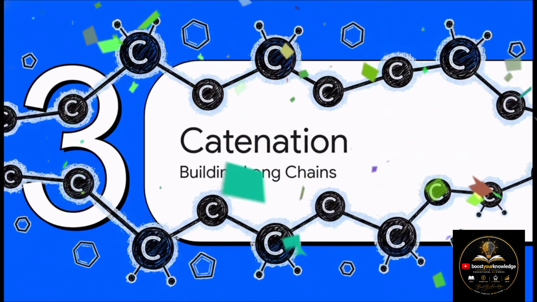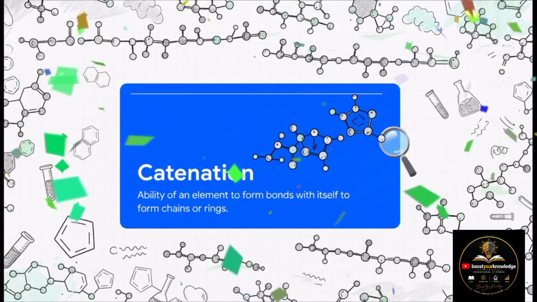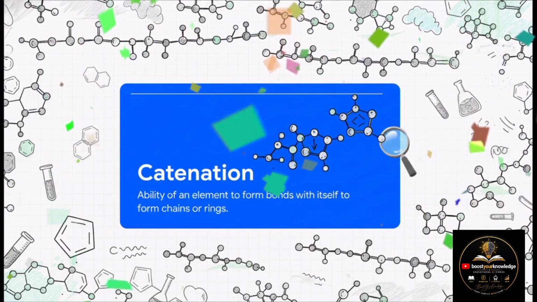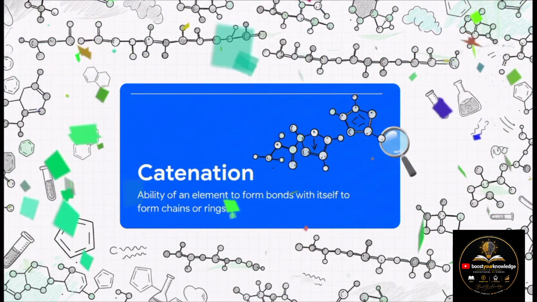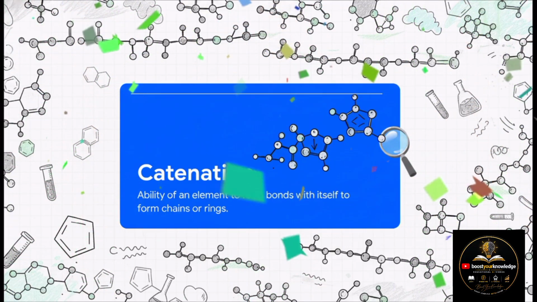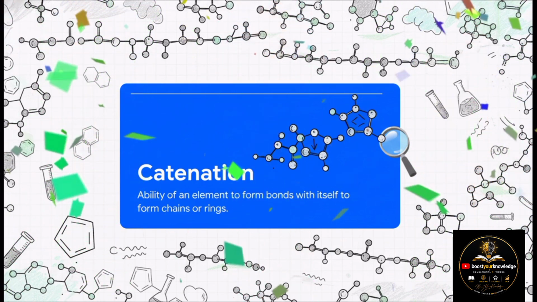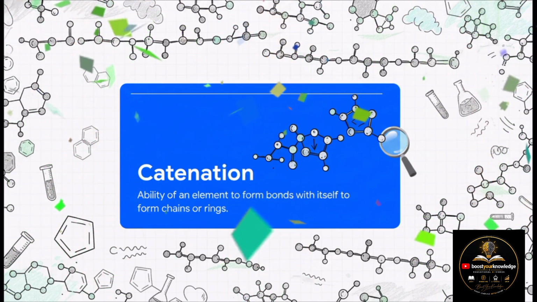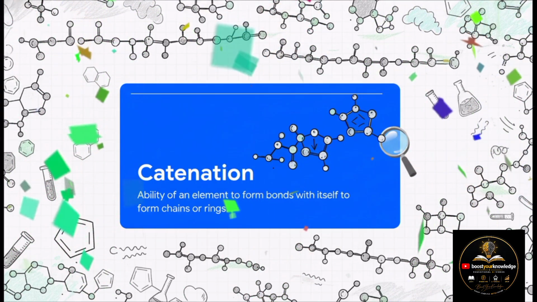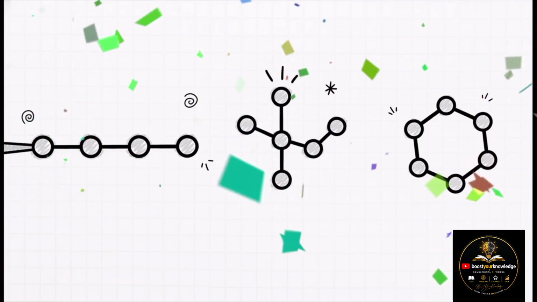Okay, Section 3. Catenation, building long chains. Catenation is basically just a fancy science word for carbon's absolute favorite party trick, forming bonds with itself. While other elements might manage to form a fragile little chain of 2 or 3 atoms before falling apart, carbon can link up by the hundreds or even thousands, creating massive, incredibly stable molecular structures.